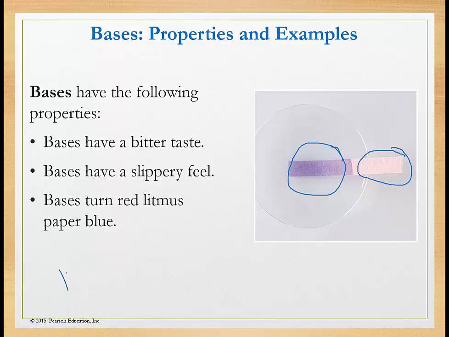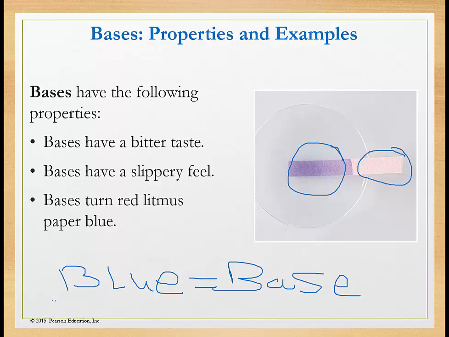So the thing to really remember is that for litmus, blue equals base. And a lot of people find it a little bit easier to remember the B from blue, B for base, B equals B. That leaves red to go with acid. So if you need that trigger, if something is basic, it will make litmus turn blue or stay blue. If something is acidic, it will make litmus turn red or stay red.